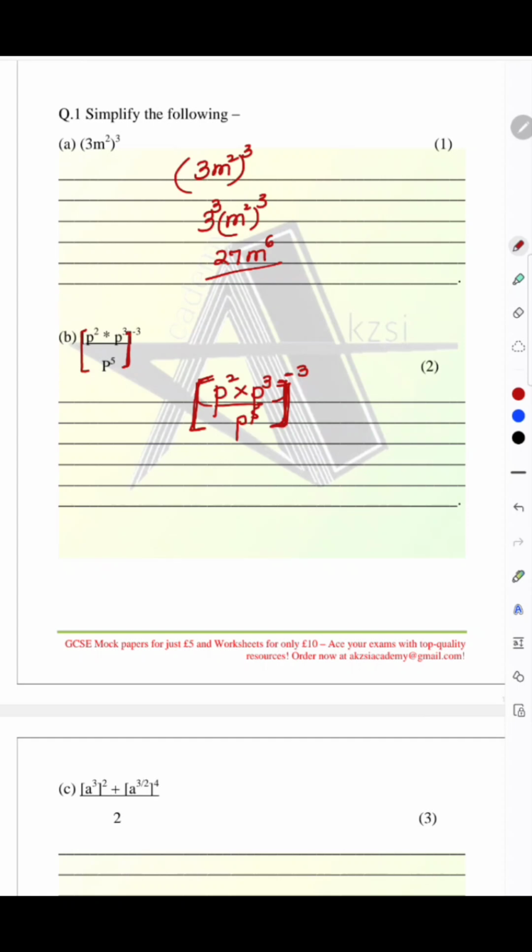We'll apply the first rule, the product rule, where the base number is the same, powers are different, you just need to add them up. So p to the power of 2 times p to the power of 3, add the powers, 2 plus 3, 5. Keep p as it is. And this will be to the power of negative 3. This is 1 to the power of negative 3. That means it will remain as it is.